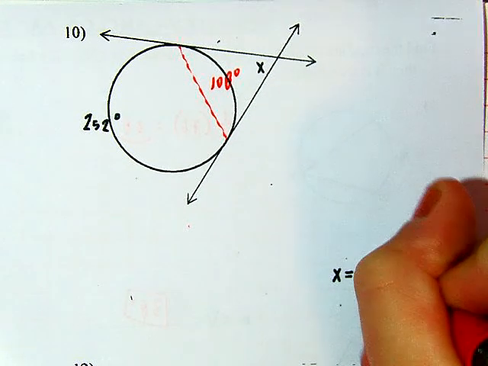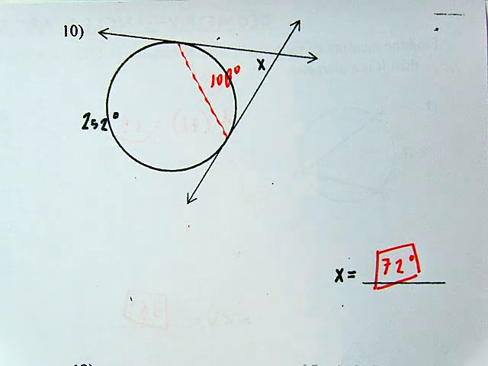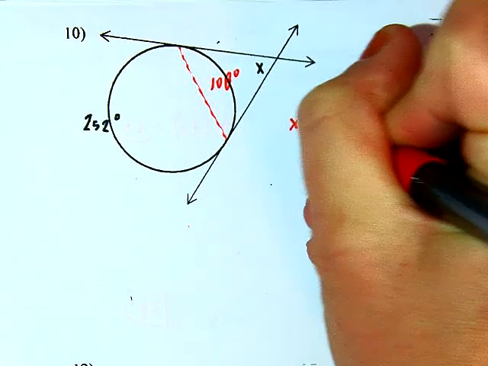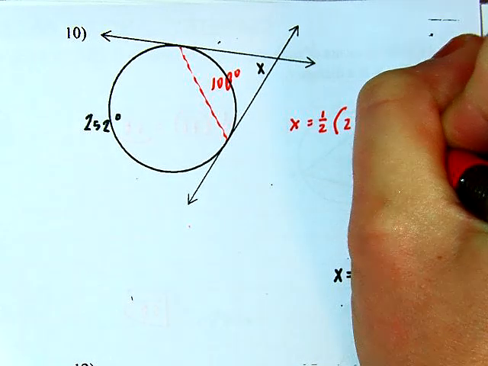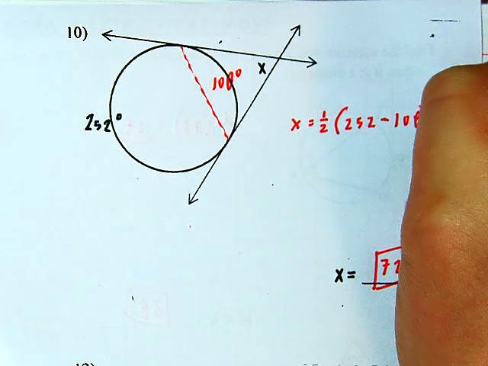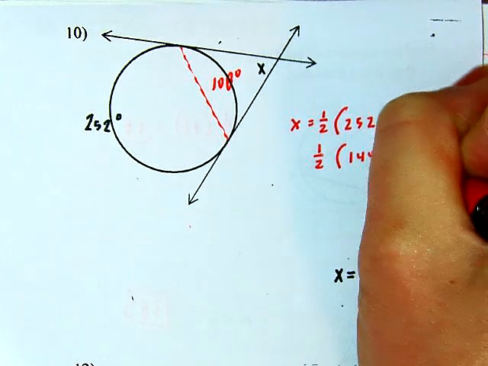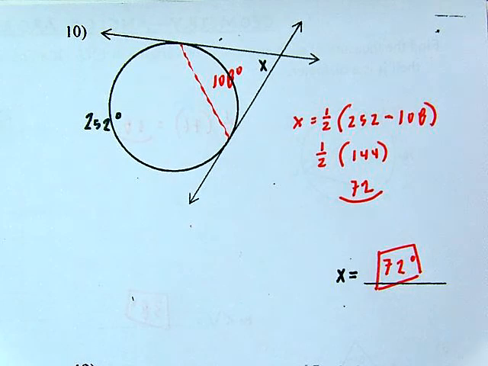But let's say that I forgot that shortcut when it's two tangents. I can still just do it like this. I can say that X is 1/2 the difference between 252 and 108. So half of 144 just confirms that we get 72 in the end for X.